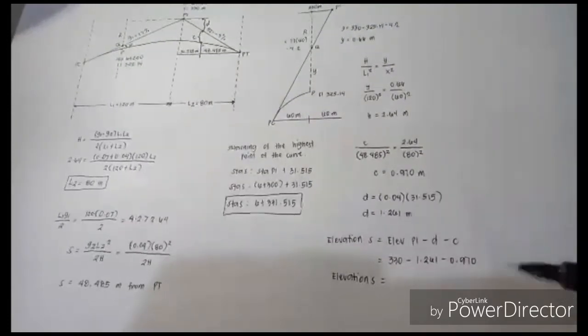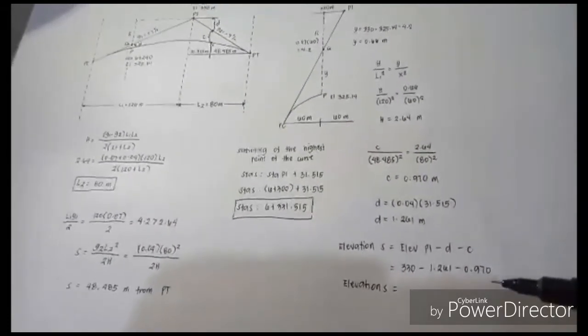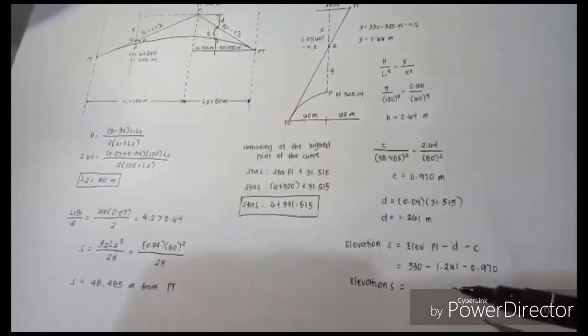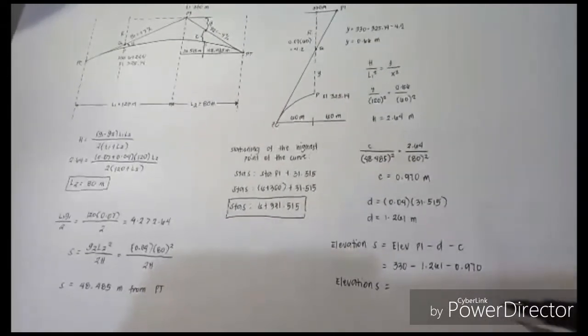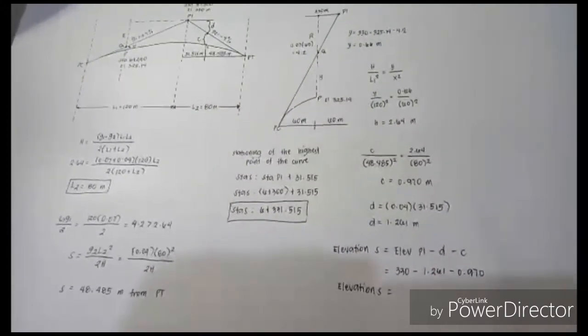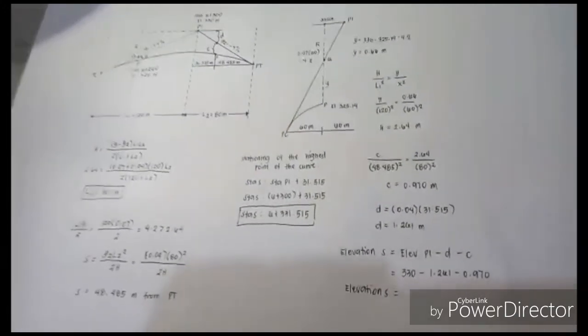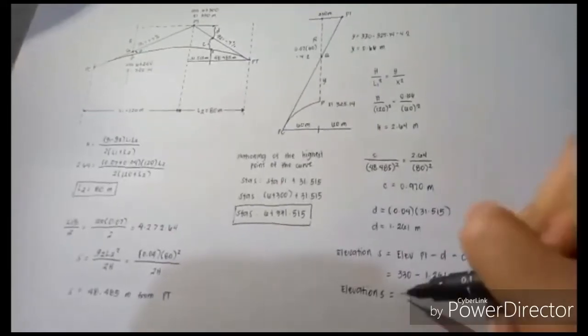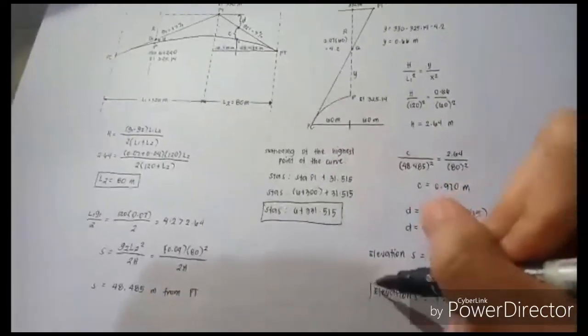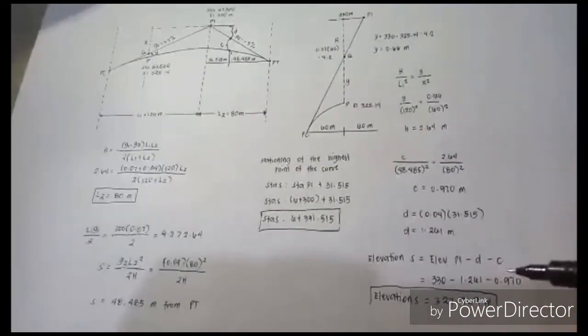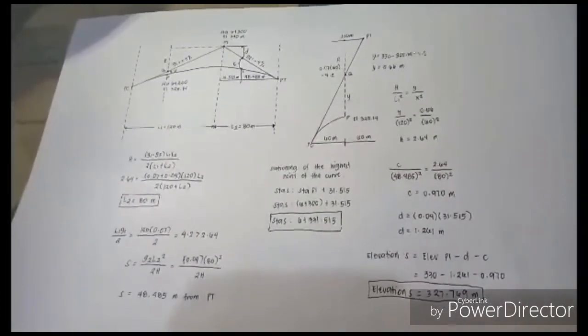Okay, we can now solve the elevation of S. So elevation PI minus D minus C. So 330 minus 1.261 minus 0.970. So elevation of S is 327.769 meters. And that's it.